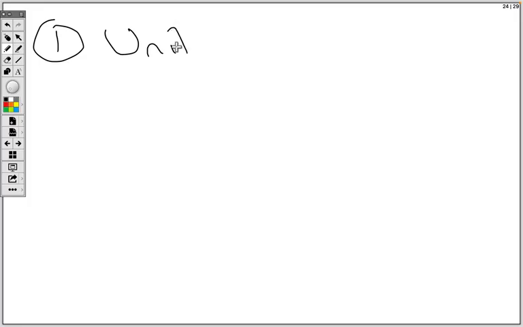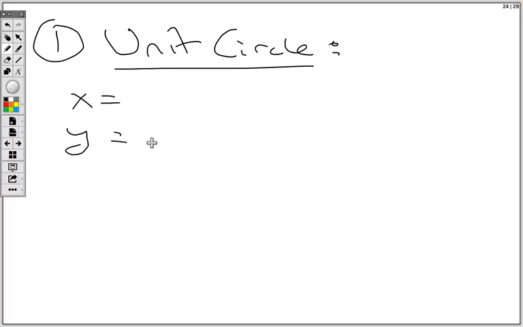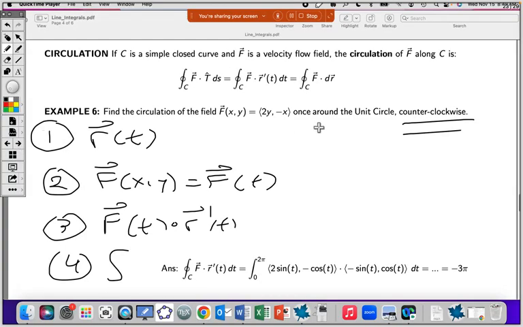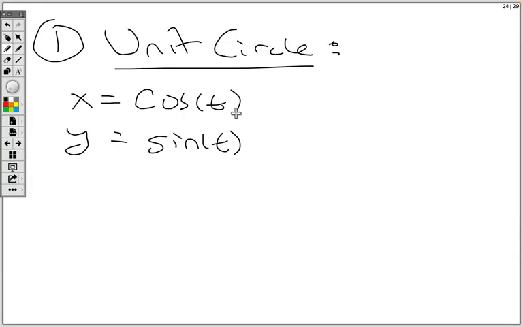So step 1, unit circle. What's the parameterization for that? This is literally the definition of sine and cosine, isn't it? X is the cosine of t, y is the sine of t. Now remember, they want this parameterized. We do have to be a little careful. They want it parameterized counterclockwise. So counterclockwise, x is cosine, y is sine. And to go once around the circle, t runs between what two values? Yeah, 0 and 2 pi. Okay. So that's our r of t.